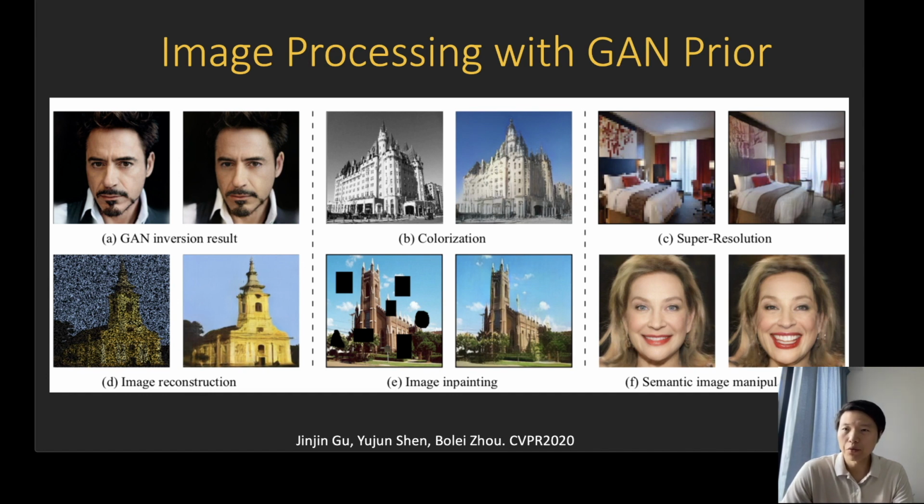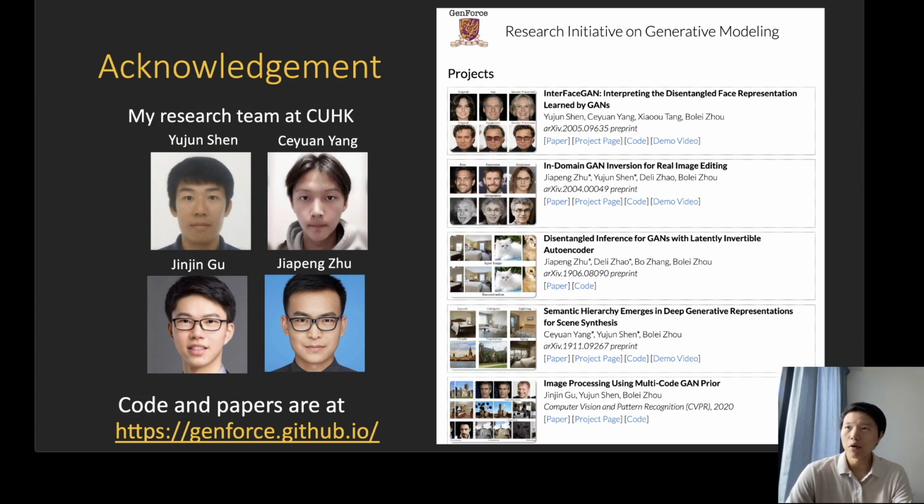Later, we also have some other works that apply the trained representation of GAN as an image prior for a lot of image processing applications, such as colorization, super resolution, image inpainting, and semantic manipulation. This work is also published at CVPR this year. Finally, I would like to acknowledge my research team at CUHK, Yujun, Ceyuan, Jingjing, Jiapeng. They have done incredible work to push this generative modeling work. We release all the code and the papers at this GenForce link, with demo videos as well as well-polished code. So you can check them out.